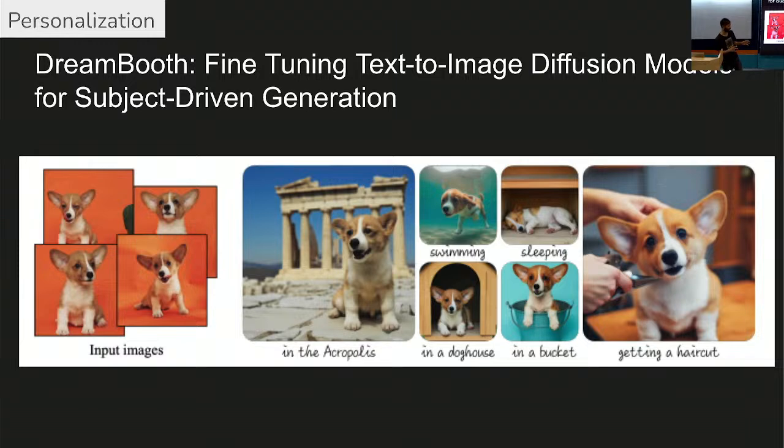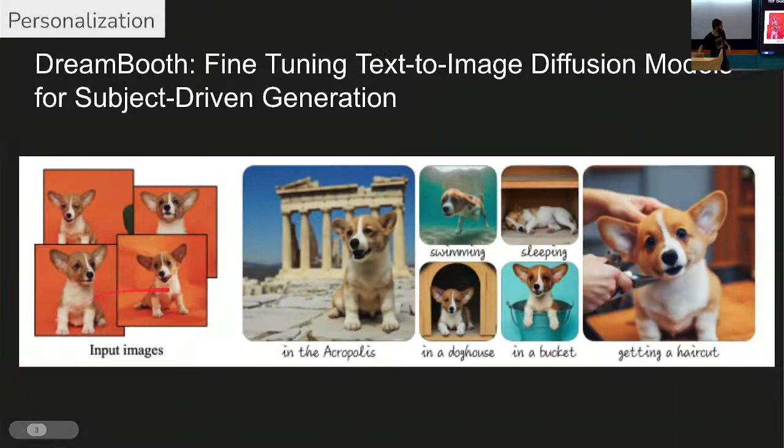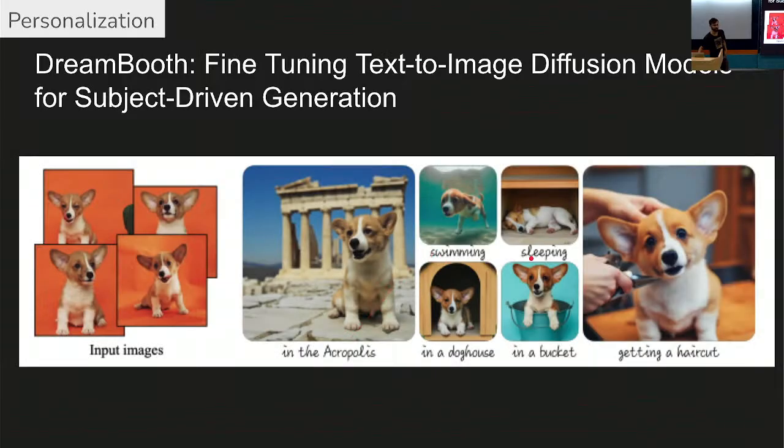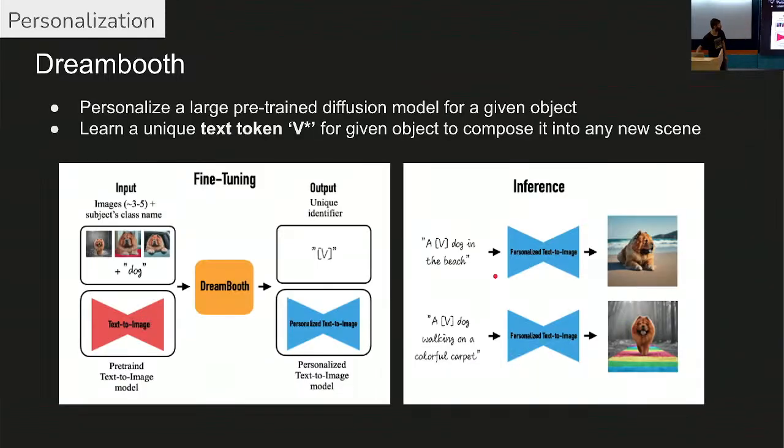There are lots of works which fine-tune the base diffusion model on this concept, and now you can generate this concept wherever you want. For instance, you can generate that dog swimming, sleeping, and so on. You can see the identity of the dog is also well preserved.